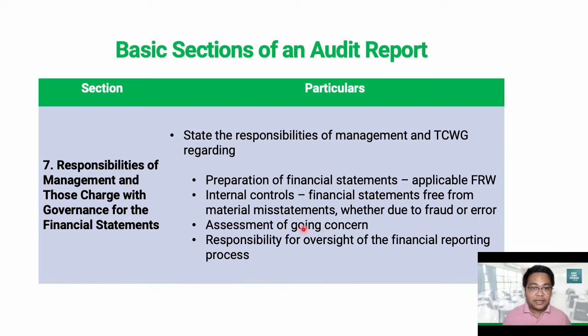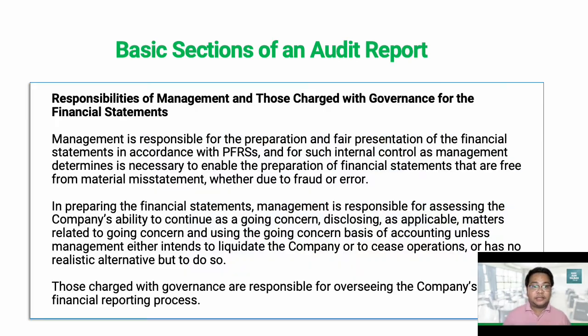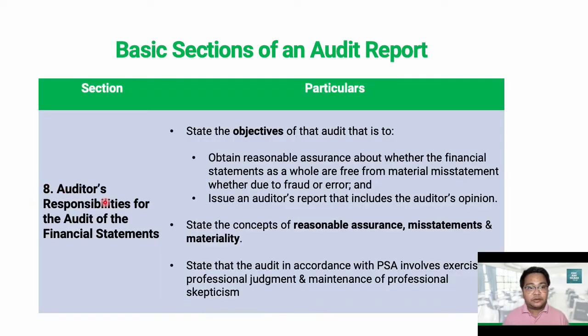We also mention that management is responsible for the assessment of going concern, whether it is appropriate for the preparation of their financial statements, and those charged with governance have responsibility for oversight of the financial reporting process. This is an example of the responsibilities of management and those charged with governance for the financial statements section of the audit report. The things that we mentioned in the previous slide, we also include in our audit report. After the responsibilities of management section, we have the responsibilities of the auditors for the audit of the financial statements.